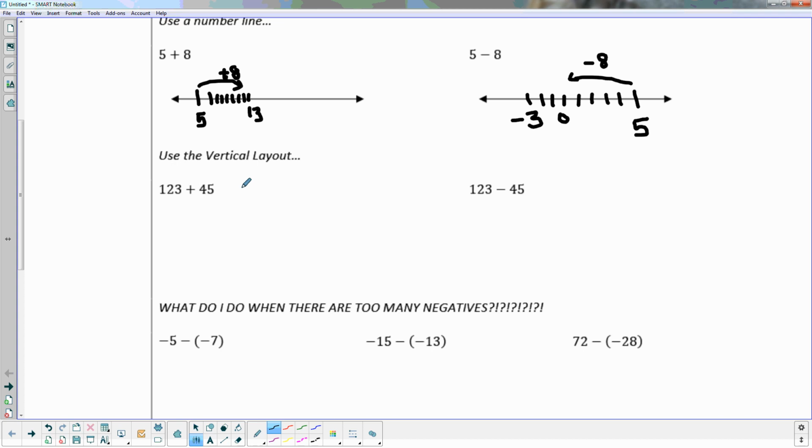The vertical layout method is just that method we learned when we were in elementary school. And I'm going to add them straight down. 3 plus 5 is 8. 2 plus 4 is 6. And 1 plus 0 is 1. So when I add those two numbers, I get 168.